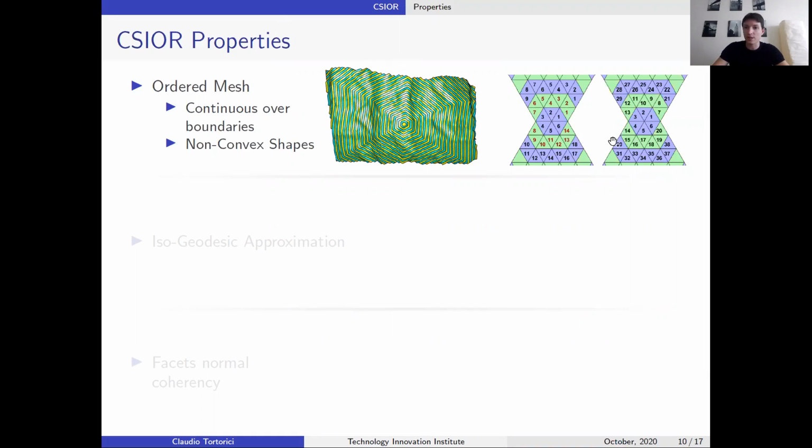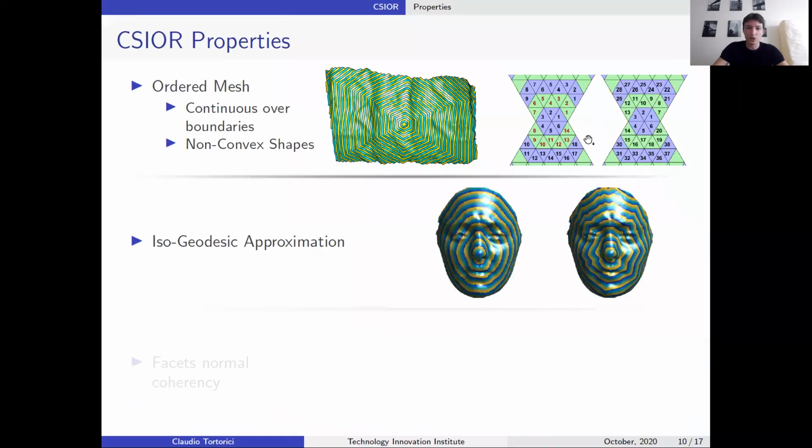As you can see here in the image, the order continues also in this particular situation. Also, we say that the hexagon ring provides an isogeodesic approximation. In fact, on the left, you can see the isogeodesic contours starting from the tip of the nose, and here the hexagon rings starting from the same point. They approximate the behavior of the isogeodesic contours.